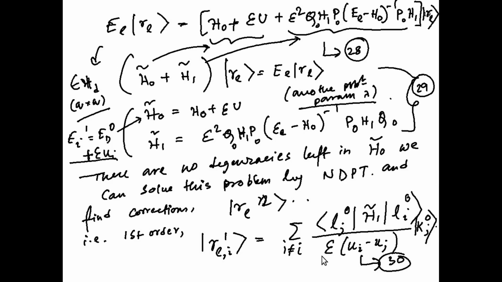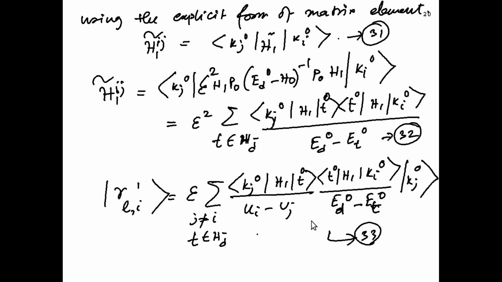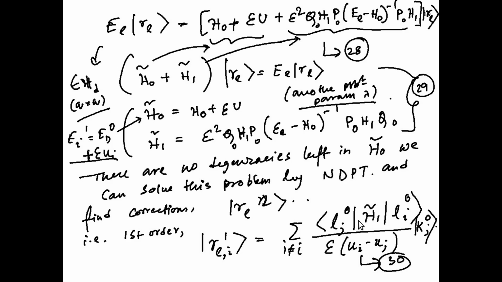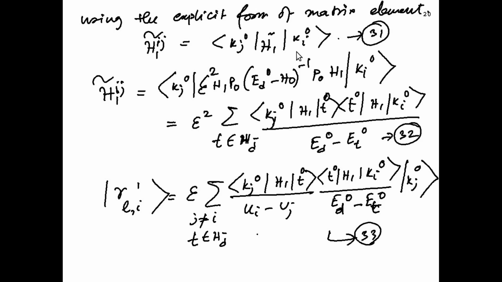So, now how does it look when I write everything explicitly? You notice that it has this H1 curly. H1 curly is nothing but this whole thing in equation 29. So, let us write down everything using the projection operators explicitly. When I write it down, H1 curly is basically the matrix element between K_i naught and K_j naught, and when I plug in the whole form of H1 and expand it, with the P naught and all these projection operators, I can write it as epsilon square.